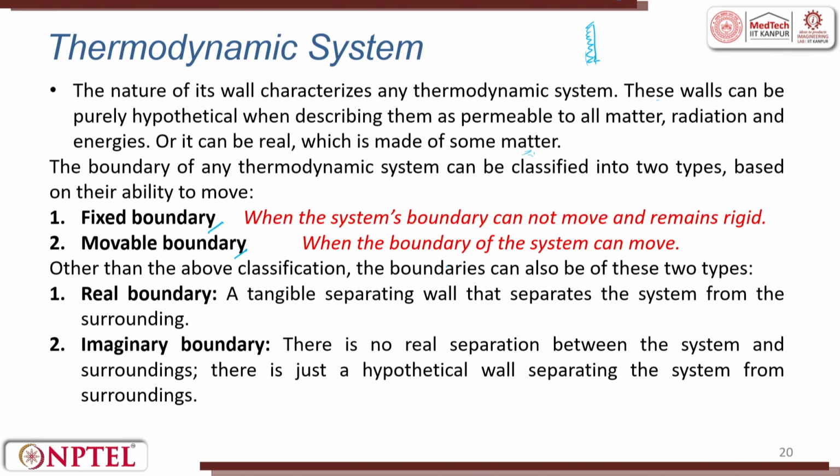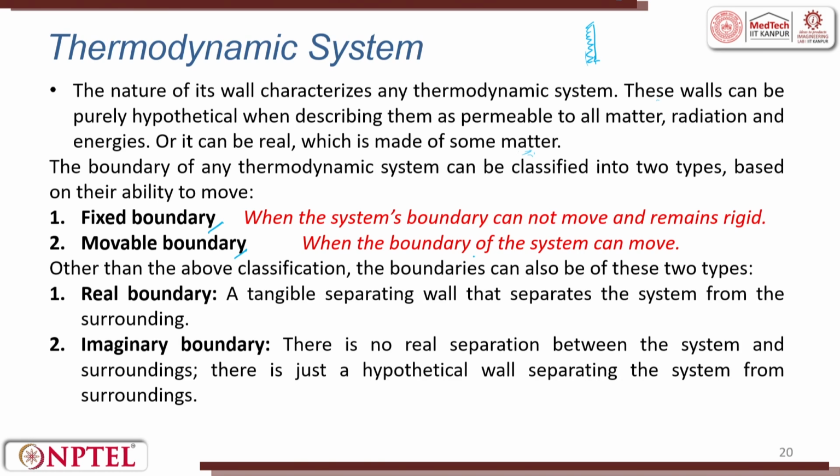A movable boundary is when the boundary of the system can move. For example, if you have a car traveling at a speed, assuming there is a hot body surrounding the car, and the car is moving very fast, it now becomes a moving boundary, right. So, these two cases are completely different.